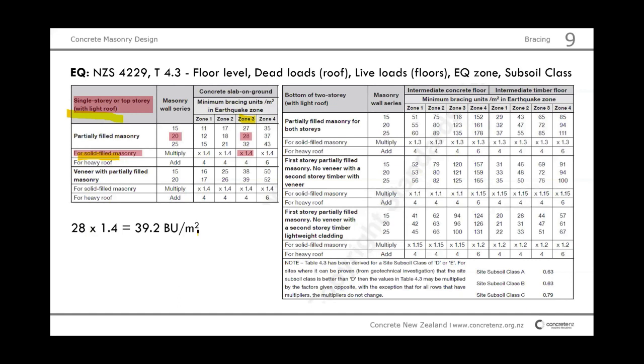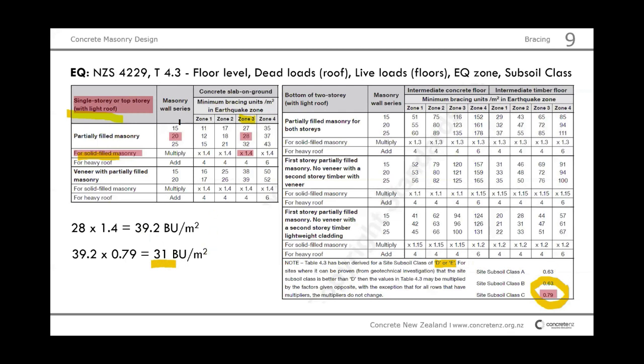But there's another thing we can consider now, the subsoil class. We said we build on ground C. This table and these values are written for weaker soil, for softer soils. And since we are building on an average soil, we can multiply the number of 39 with a figure lower than 1. So we can reduce our bracing units. If you would build on rock, then you can almost reduce it to about 3/5.